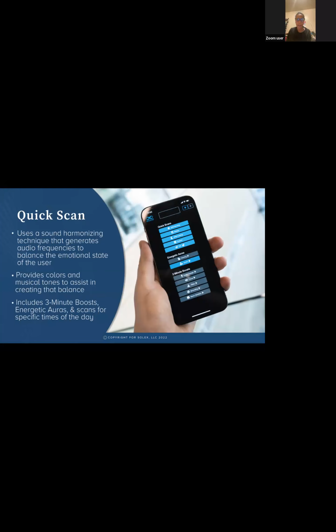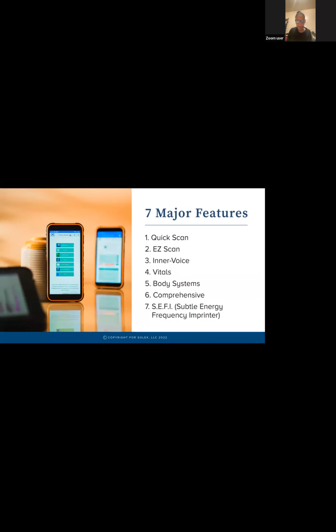Then the other one is the easy scan. Well, I hardly use quick scan. I usually use easy scan, and that's the one that is morning, evening, and night. I've been using the quick scan more lately, just because that is where you can scan for supplements. So if you want to do a quick scan to know what supplements to take, you do the quick scan. Right, but the easy scan does that as well. And then the easy scan gives you the three major scans, which is the inner voice, the vitals, and the comprehensive. So it puts all three together in one.